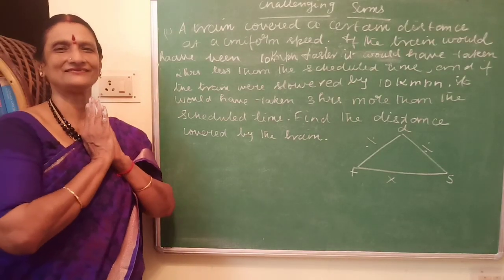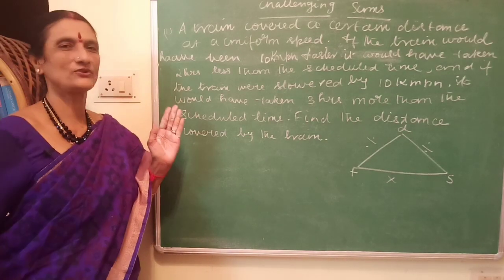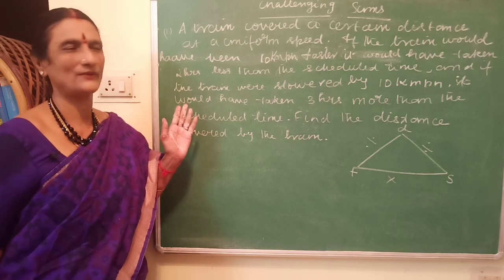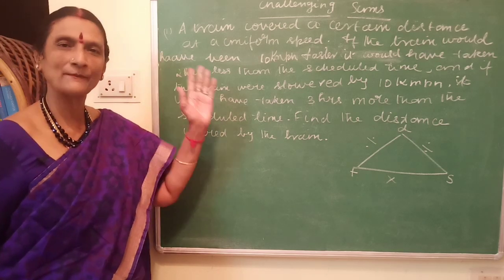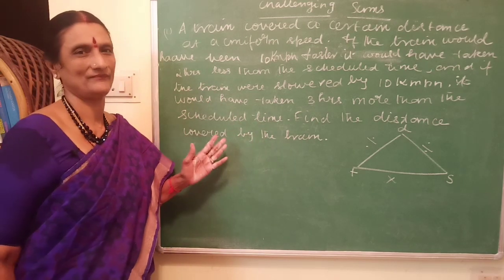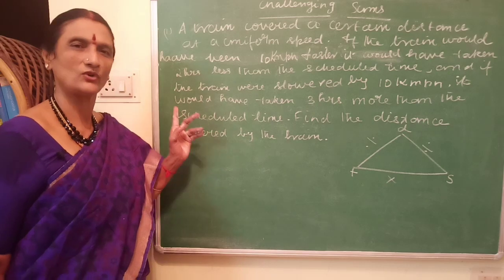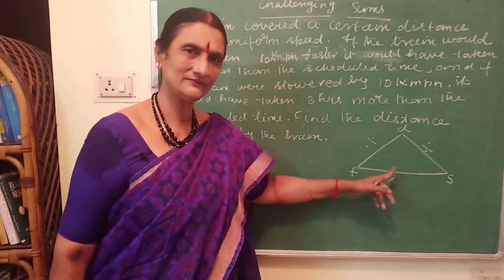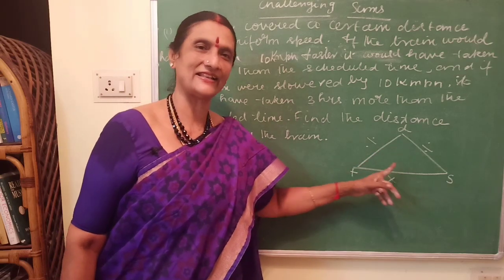Namaste children. We are going to do a challenging sum on speed, distance and time. Now this sum is a speed, distance, time sum. So whenever you have to do a speed, distance, time sum, draw a triangle and call it an STD triangle.